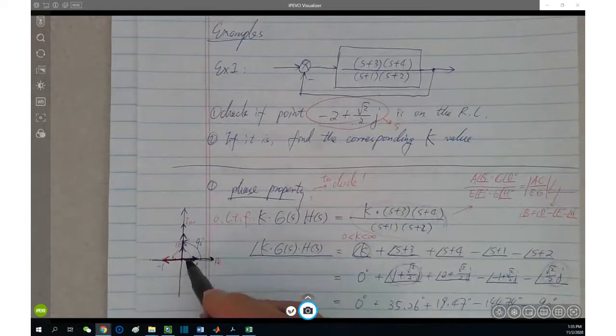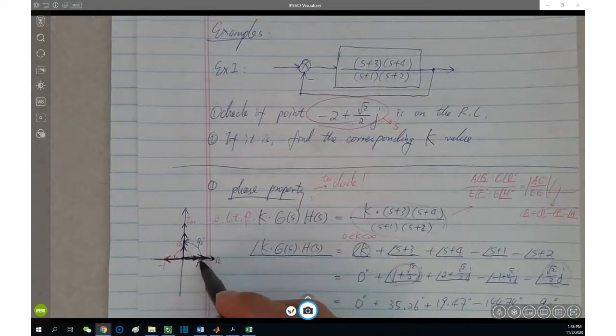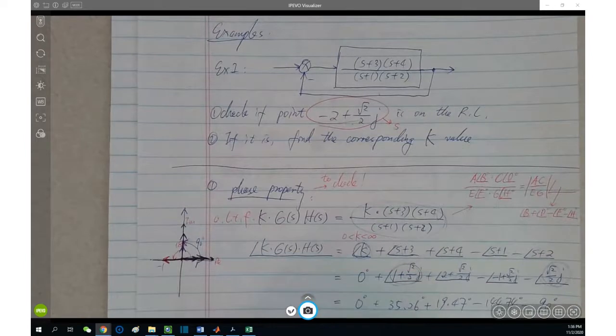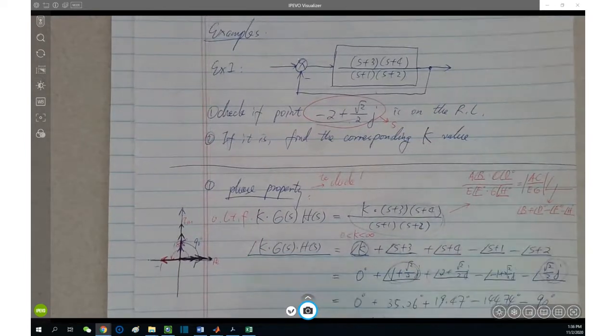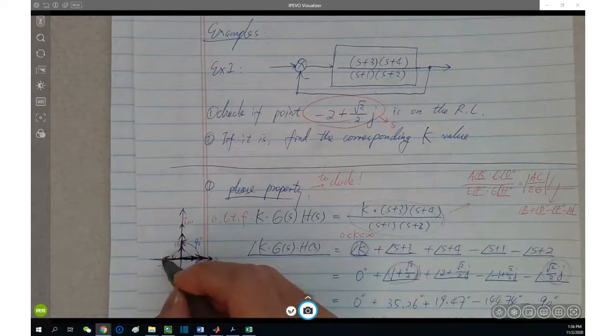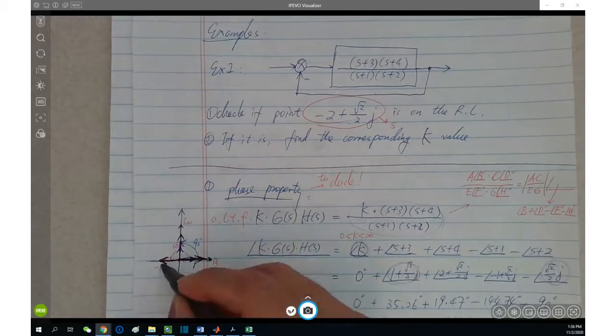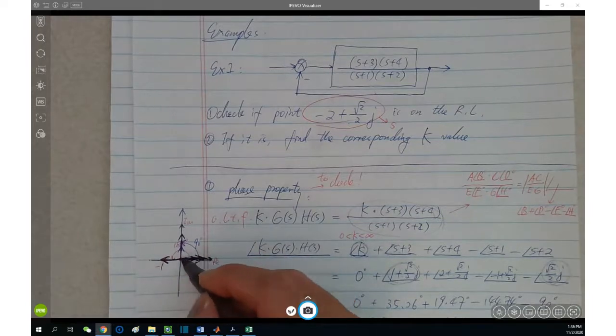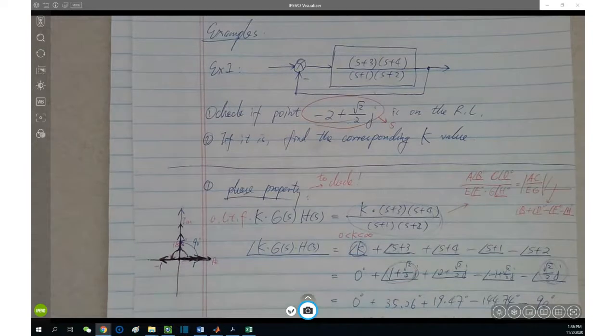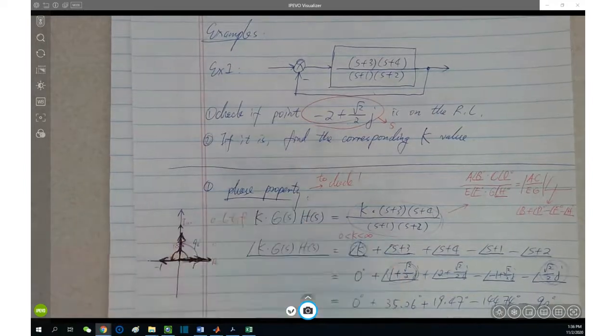Positive value is a vector towards right, towards the positive half axis of the x-axis. Negative value is towards left, right? Along the negative half axis of the x-axis, right? So their angles are respectively equal to 0 and 180. And also purely imaginary numbers follow the same idea along the y-axis. One is positive, another is negative.